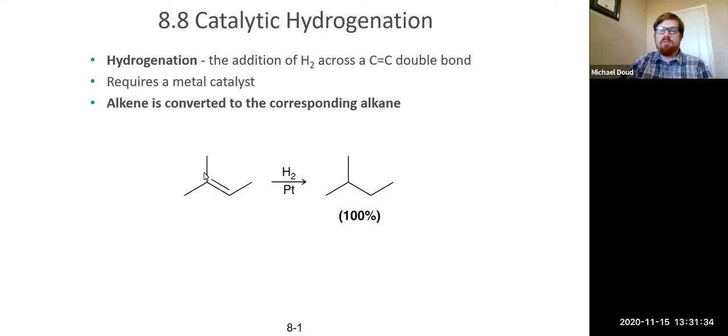This happens at very high efficiency. Like, this is definitely one of the 100% yield reactions that you can get. And it requires a metal catalyst. So platinum, palladium, and nickel all are pretty good at this. But basically you take a bed of the solid metal and you pressurize the gases, usually of the alkene and the hydrogen, and then just, over time, it'll add hydrogen to the double bond and you'll get your alkane out of it.